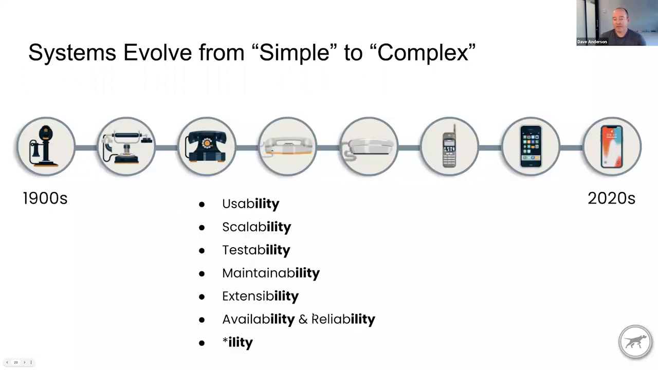Systems evolve from simple to complex. This is true for applications today. It's also true for, you know, a telephone. Think about the 1900s candlestick telephone, right? It had different requirements and different complexities than, say, the modern smartphone of the 2020s, right? Different usability, scalability, all of the abilities were different through these generations of telephone evolution.